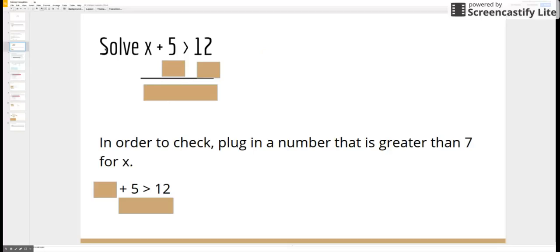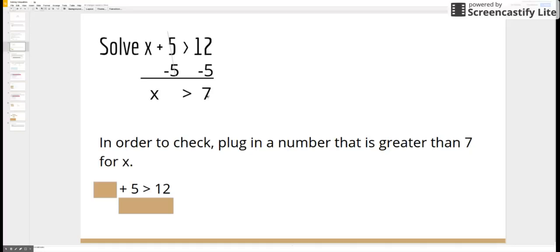So x plus 5 is greater than 12. How do you get x by itself? You would subtract 5 on both sides. And if you subtract 5 on both sides, these 5s cancel out, and you're left with 12 minus 5, which is 7. Bring down the inequality symbol, and you have x. So x is greater than 7.